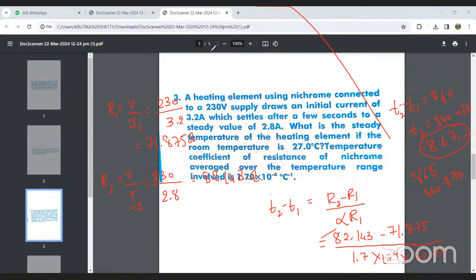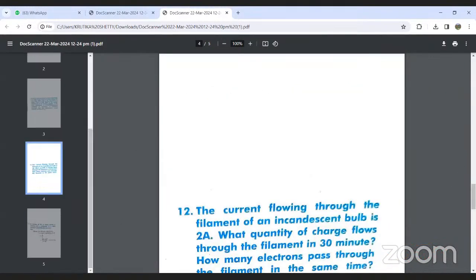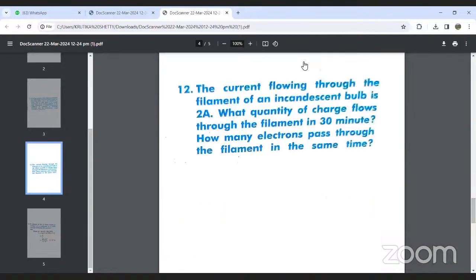Okay, hope everybody copied the question as well as the answer. I'll go for the next question. The next question: the current flowing through the filament of a bulb is 2 ampere. So the current is 2 ampere. What quantity of charge flows through the filament in 30 minutes? How many electrons pass through the filament in the same time?